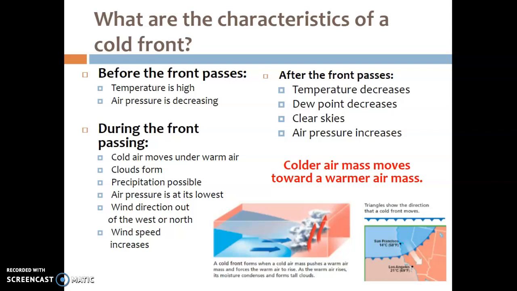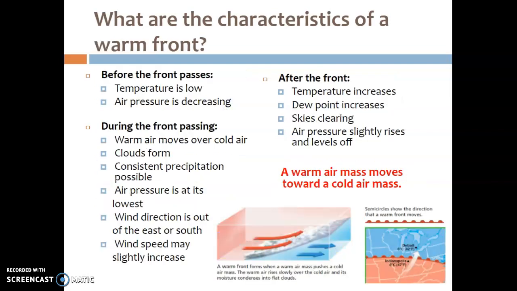Now, during the passing of the front, so this is while it's actually hitting, cold air moves under warm air. It causes clouds to form. Precipitation is possible. Air pressure is at its lowest. Wind direction is out of the west or north typically, and the wind speed will increase. So here is a cold front moving in on the warmer air mass. So a colder air mass moves towards a warmer air mass in a cold front.